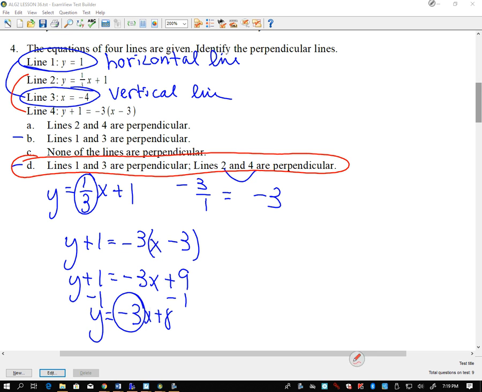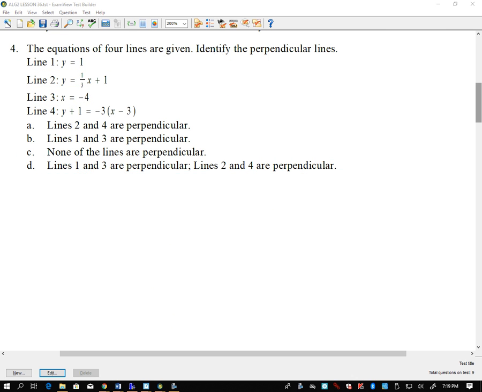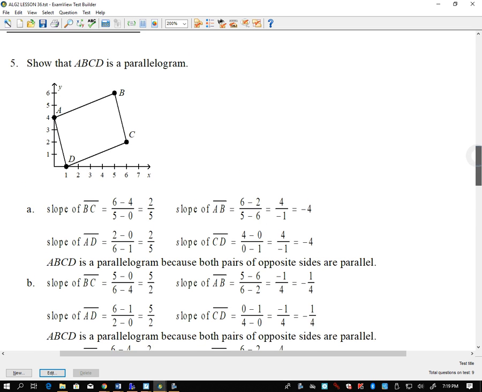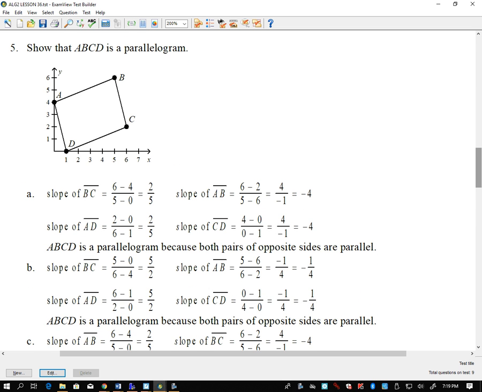Hopefully that makes sense. All right, hopefully you're aware of y equals being horizontal and x equals being vertical. Okay, whenever y equals just a constant. All right, show that ABCD is a parallelogram. Okay, well in a parallelogram, opposite sides are parallel to each other. So we could look at the slope of these different points, and you notice through the answer key that they're looking at individual coordinates. So let's look at the coordinates.